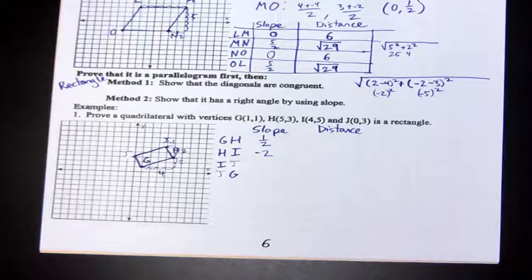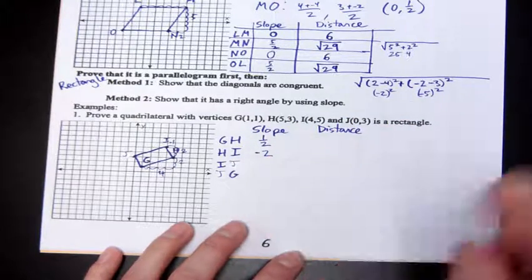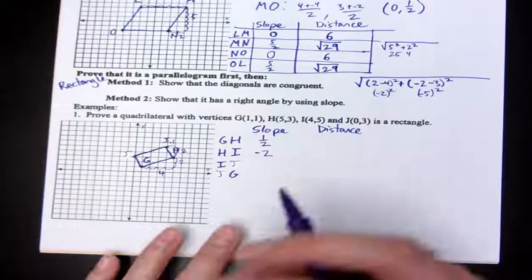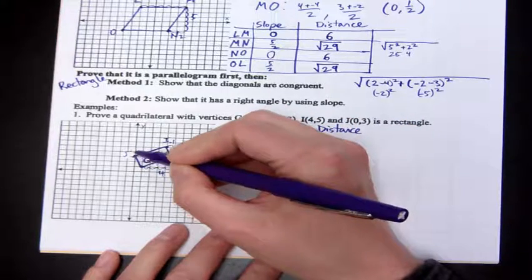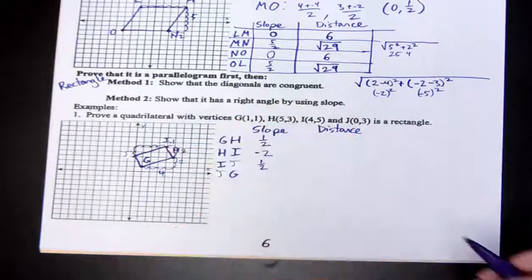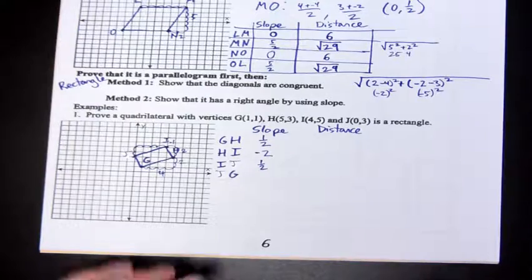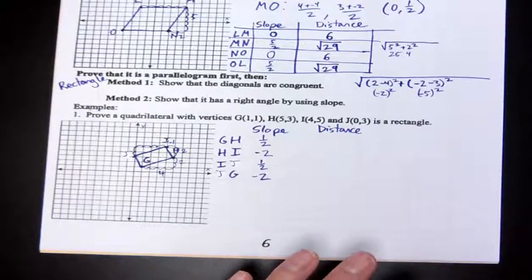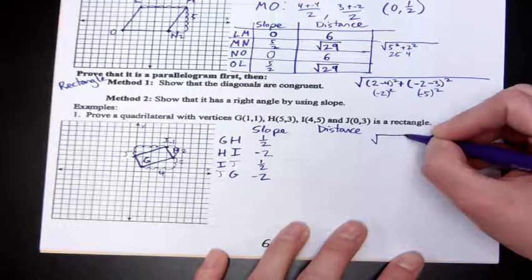Okay, IJ, what's our slope of IJ? It's 1/2 again, right? So the up 2 over 4. And then JG, what is our slope? -2. -2, okay? And then distance, we can't count any of these straight, so we just need to do the distance formula.